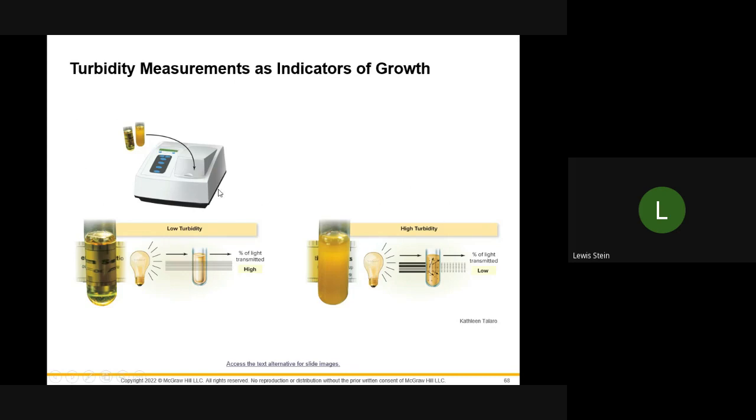So we have these. I haven't used them in a while in the lab. I've used them before. So here it's clear, relatively speaking, or low turbidity. You can see through it. There's either nothing growing in it, or not enough to be significant, because you can transmit the light through it, versus being very turbid or murky, whatever you want to call it. And so the amount of transmission is very limited, and we can standardize that.